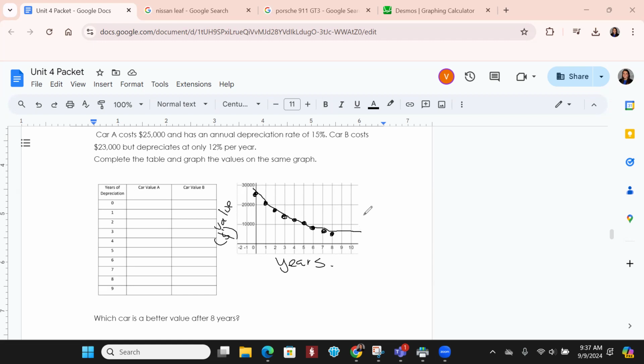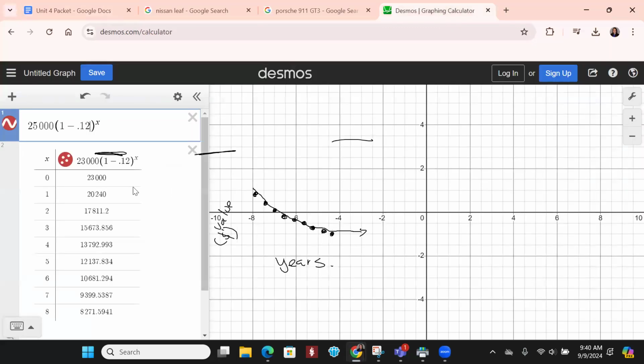Can you take a moment? Can you plug in the next one? So for car B, you're starting with 23,000 and you're depreciating at 12%. Go ahead and plug that in. Okay, so you should have gotten this table. When you plot this, it's going to be very similar to what we had happen on A. Again, I would suggest plotting these in different colors if you can do that.